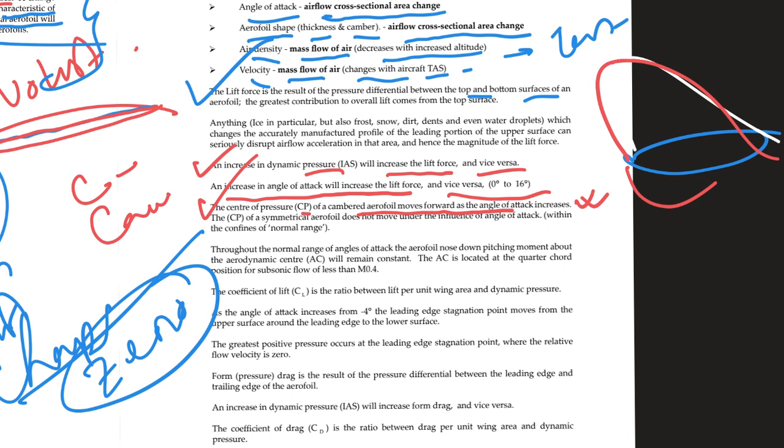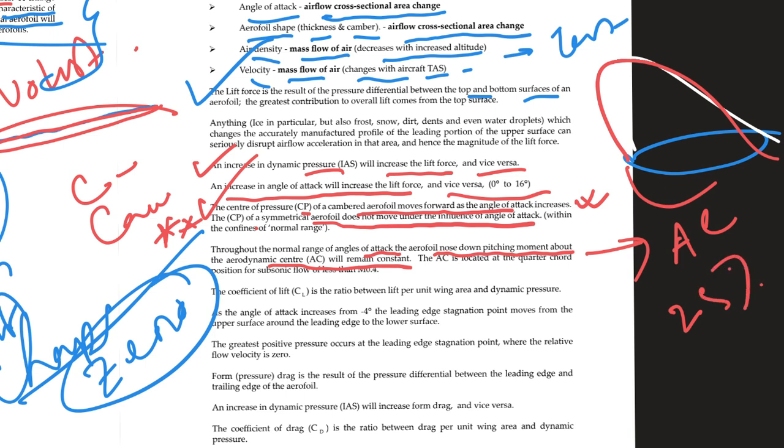The CP of a symmetrical airfoil does not move under the influence of angle of attack, very, very important. So for a symmetrical airfoil, CP doesn't change, doesn't move. Throughout the normal range of angle of attack, the aerofoil nose down pitching moment about the aerodynamic center will remain constant. In short, the aerodynamic center doesn't change. It is 25% of the chord line. Okay. The lift coefficient CL is the ratio between the lift per wing and the dynamic center. We didn't discuss CL, the lift coefficient. We will discuss it in the next chapter in detail.